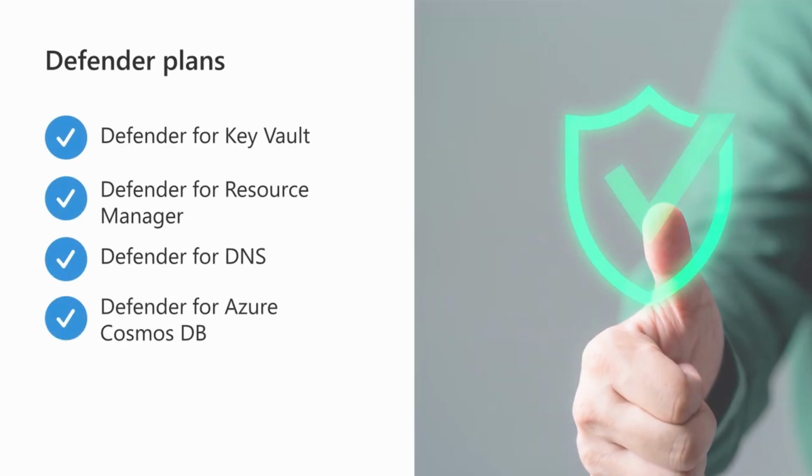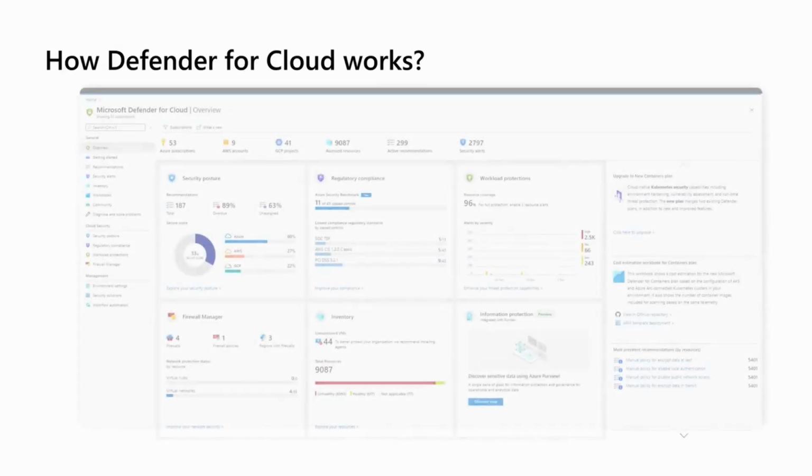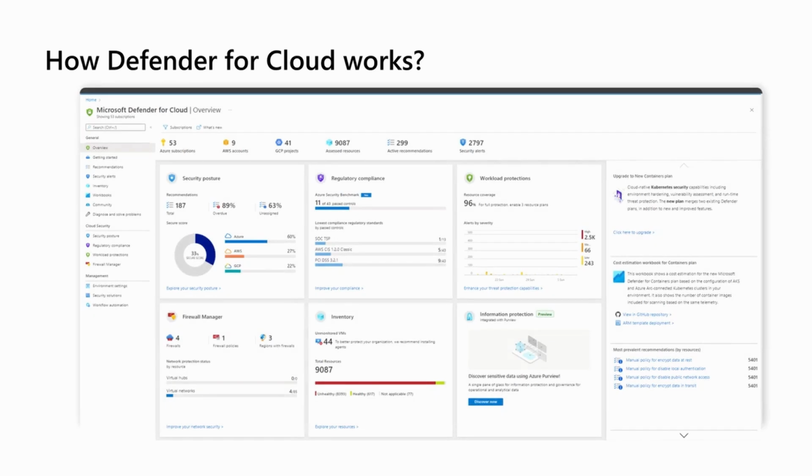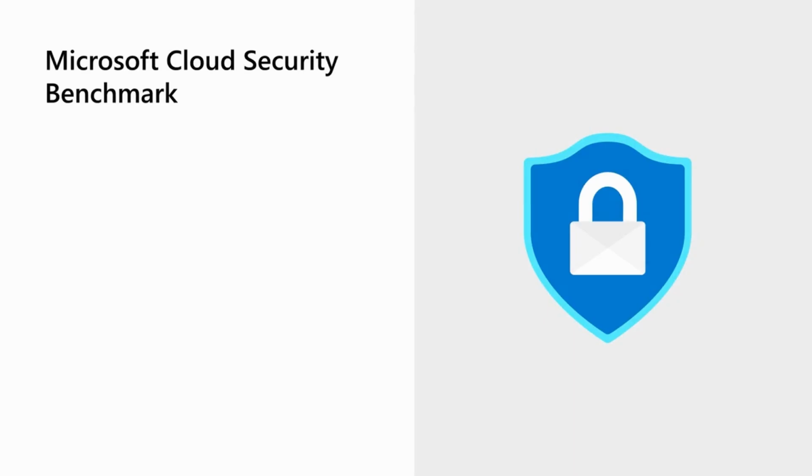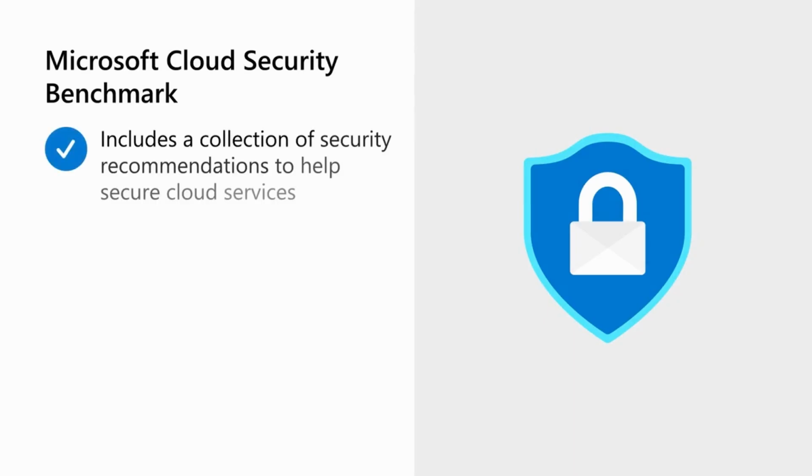Azure Cosmos DB. After being introduced to Defender for Cloud, you learned how it works by understanding various features including subscriptions, what's new column, high-level numbers, and assessed resources. You also looked at the security posture tile, workload protections tile, regulatory compliance tile, and asset inventory tile. You got to understand the Microsoft Cloud Security Benchmark, which includes security recommendations to help secure cloud services.